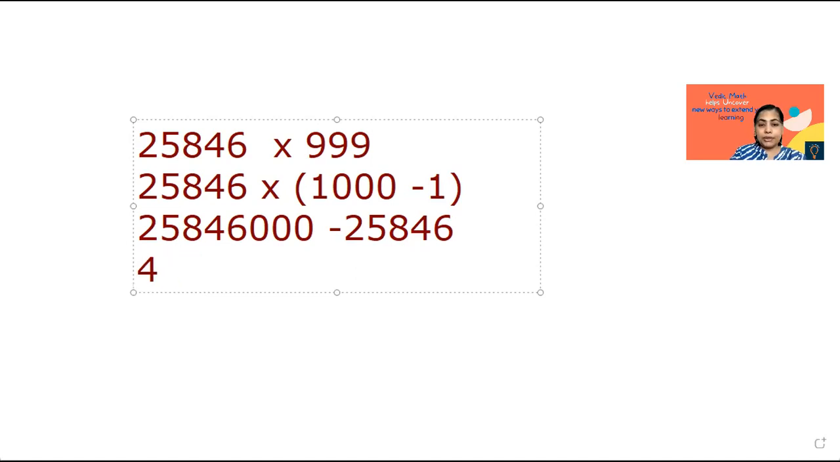One second. Let me do it again. 10 minus 6 is 4. Then 9 minus 4 is 5. And 9 minus 8 is 1. Then 5 minus 5 is 0. So we'll move ahead, 0. And 4852 will remain the same. So we are going to write 4 and 8 and 5 and 2. Here's the answer. Done.